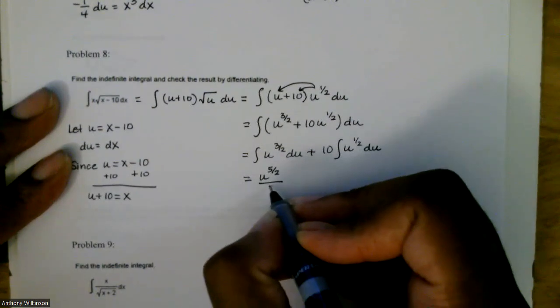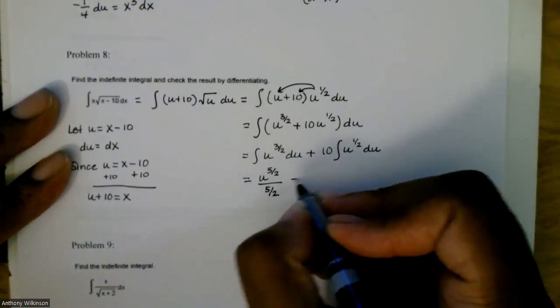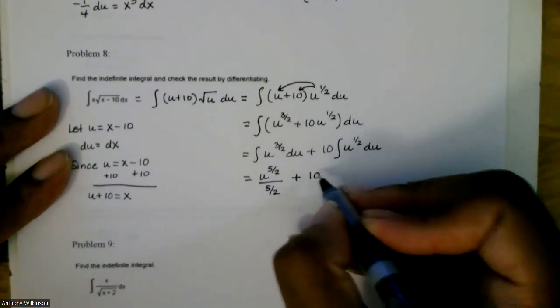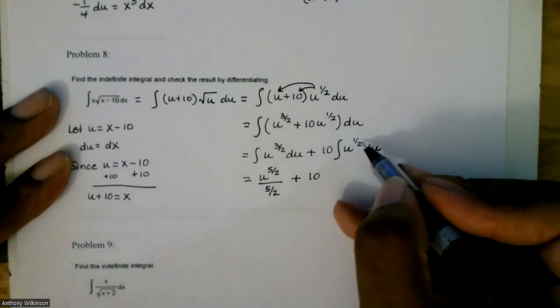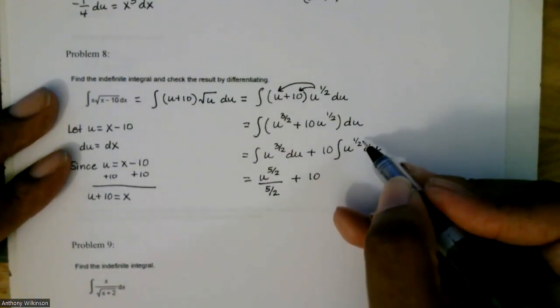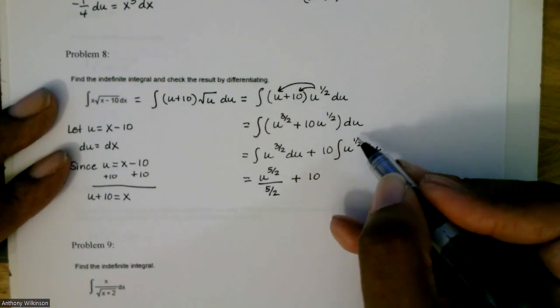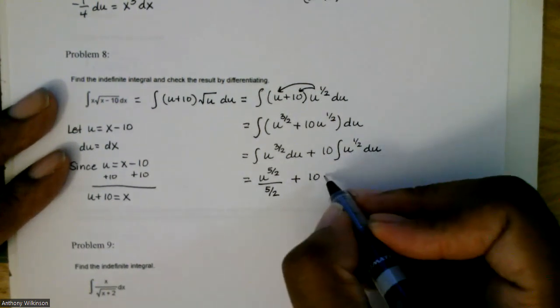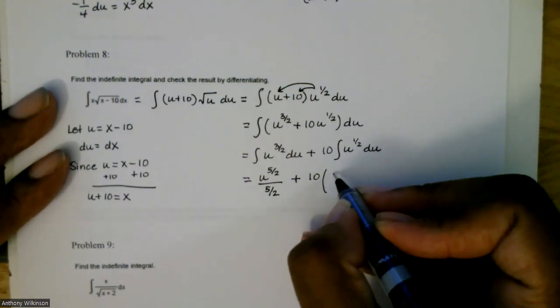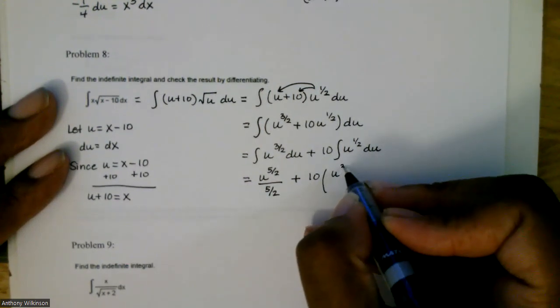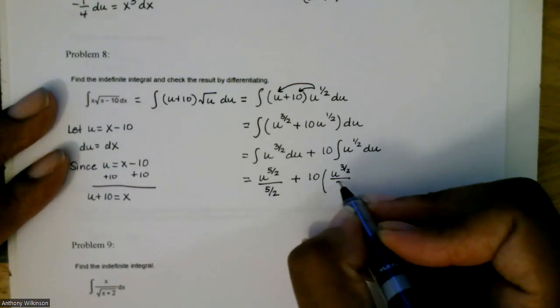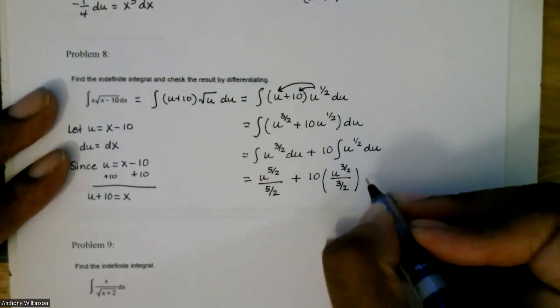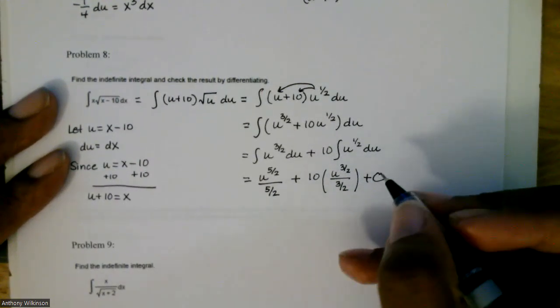divided by that new exponent of 5/2, plus 10 times, increase the power by 1. So if I increase 1/2 by 1, 1/2 plus 1 will be 1.5. But of course, that's going to end up being 3/2 as an improper fraction. So it'll be u to the 3/2 over 3/2, and then plus c.